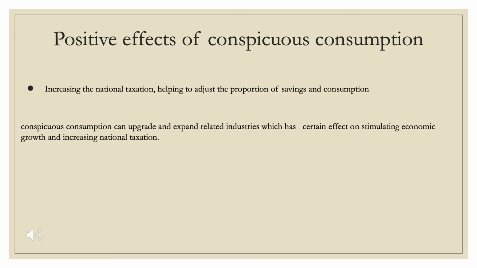Now let's talk about the last positive effect of conspicuous consumption. Conspicuous consumption can increase the national tax and help adjust the proportion of saving and consumption. Also, it can promote balancing the income gap. Conspicuous consumption can upgrade and expand related industries, which has a certain effect on stimulating economic growth. In addition, high-end consumption will increase national taxation, and conspicuous consumption can slow down the accumulation of monetary wealth of the wealthy people. Meanwhile, it can provide more opportunities to make money for the poor people, and in this way it can help to balance the income gap.